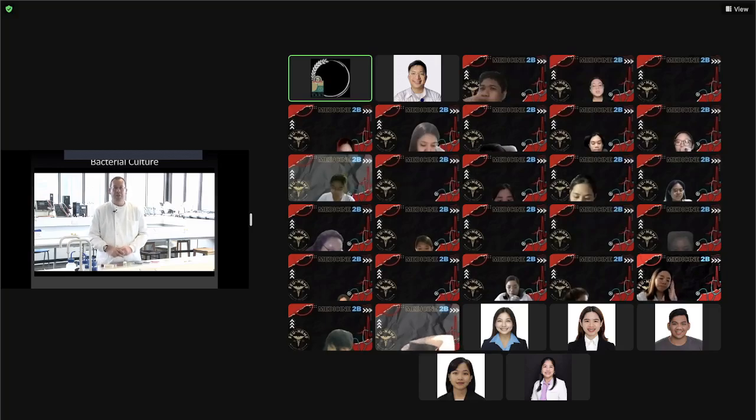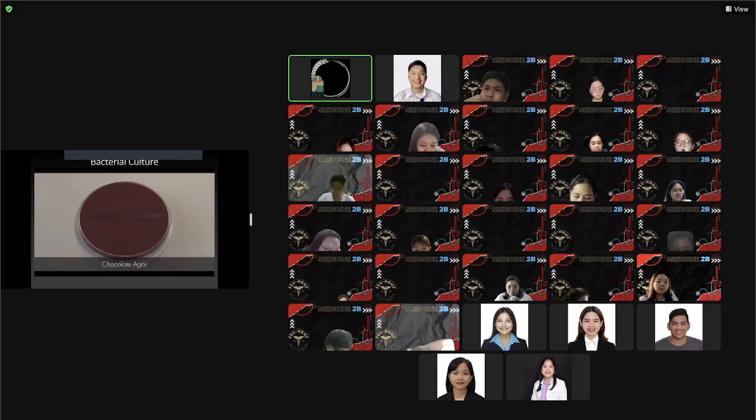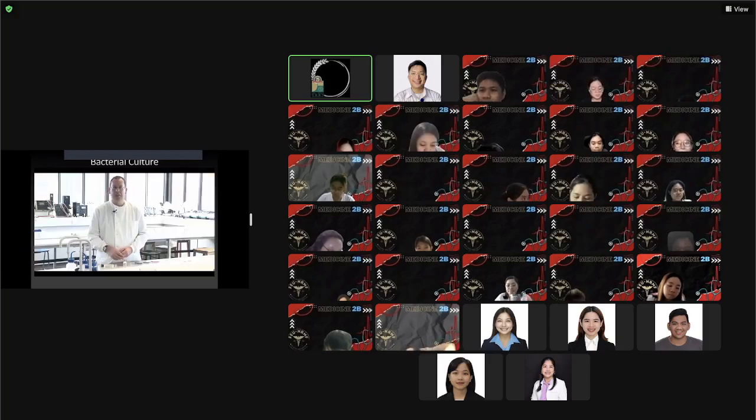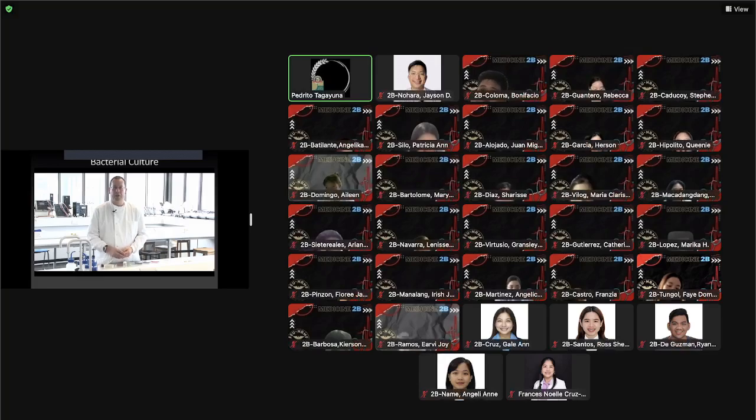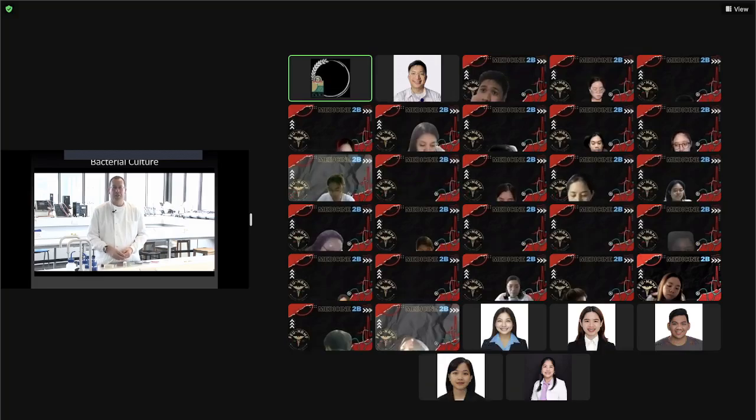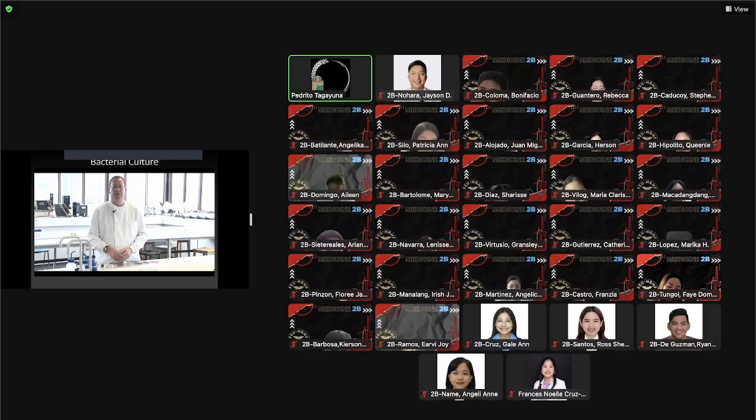Another enriched medium is chocolate agar, which does not actually contain chocolate, but instead is another type of blood agar. In this case, the plate has been heated to allow the red blood cells to lyse and release their contents. This medium is useful for the growth of, among others, Haemophilus influenzae.